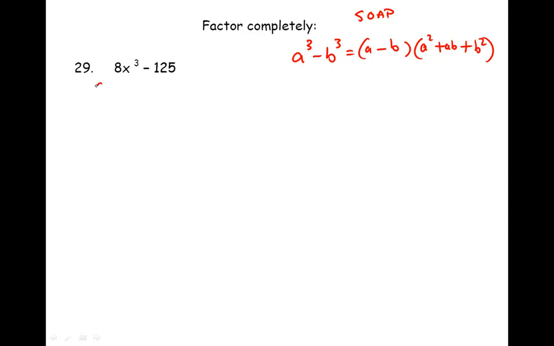cubic and factor it. So we want to use SOAP. It's the same sign, the opposite sign, and then always positive. We want to take the cubic root of 8x cubed, which gives us 2x. Then we want to take the cubic root of 125, which is 5. So that's my a and that's my b. A squared is going to be 4x squared. A times b is going to be 10x. And then b squared is going to be 25.